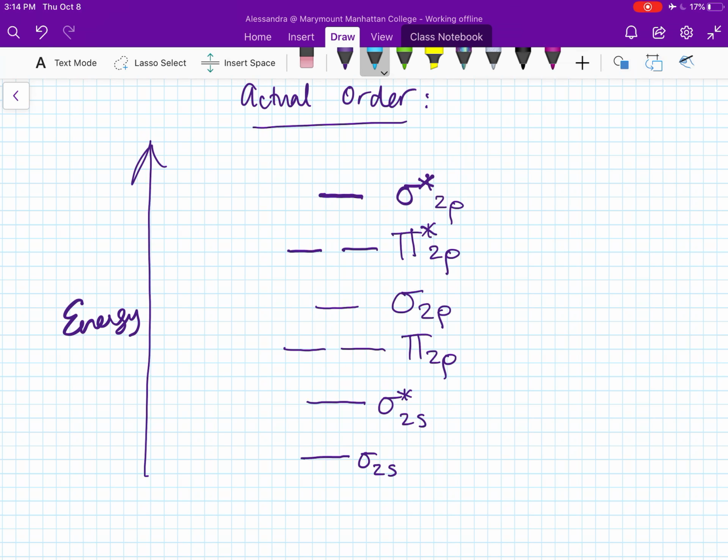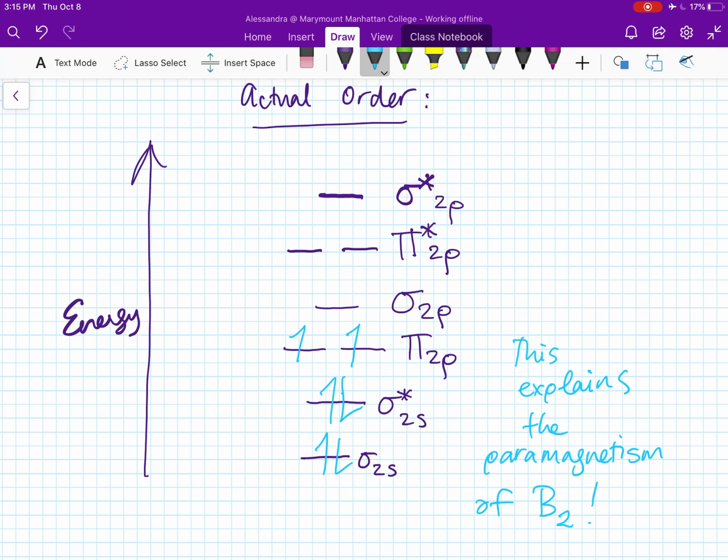So this accounts for the paramagnetism of boron, because if I fill up those 6 electrons now, using Hund's rule, these 2 electrons end up being unpaired. So this explains the paramagnetism of boron. It has these 2 unpaired electrons in the pi 2p orbitals from Hund's rule. So in the next lecture, we'll talk about which homonuclear molecules have those orbitals inverted.